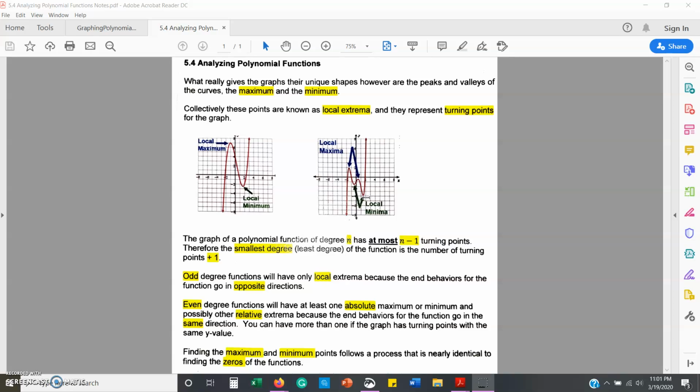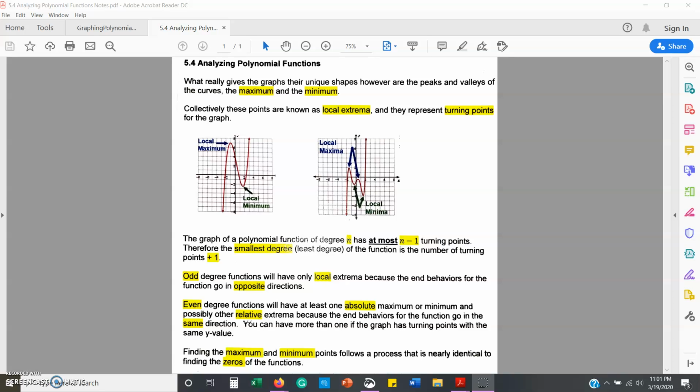All right, now, we talked about this already, but it's worth mentioning again. Odd degree functions have only local extrema because their end behaviors go in opposite directions. Even degree functions will have at least one absolute maximum or minimum, and possibly other relative extrema. Now, previously it said local extrema. Here they're saying relative. Local and relative you can use interchangeably. You'll see, in fact, that they're both used here. On the activity you're going to do, I believe I use the term relative rather than local, but you can use either one. It does not matter.